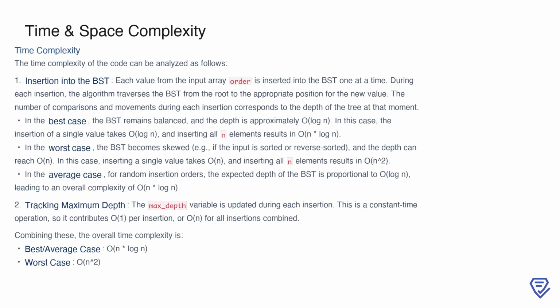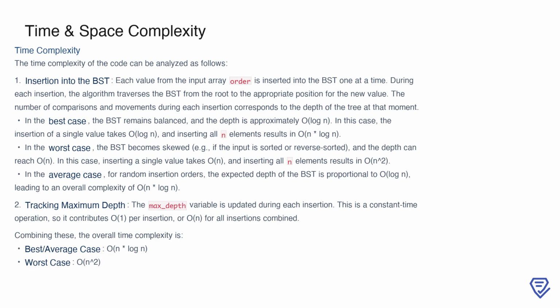To analyze the time complexity of this algorithm, let's start with the insertion process. When we insert a value into the binary search tree, we traverse from the root to the correct position for that value. The number of comparisons and movements during this traversal depends on the current depth of the tree. In the best-case scenario, the tree remains balanced, and its depth is proportional to O(log n). This means each insertion takes O(log n), and inserting all n elements results in a total time complexity of O(n * log n).